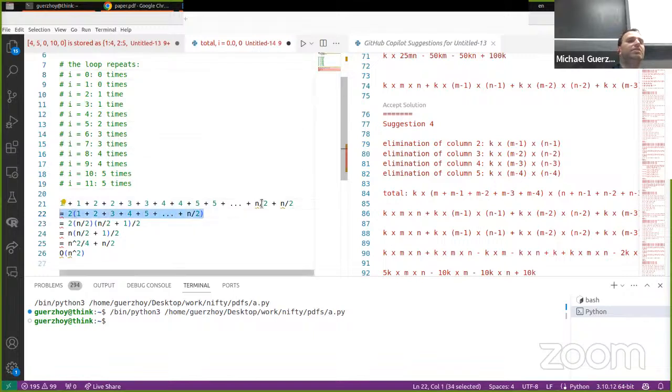So this is like 1 plus 2 plus 3 plus 4 plus 5 and so on. It's quadratic in n over 2. So that's why it's O(n squared), basically. This is just details. Does that make sense? So O(n squared). Okay.